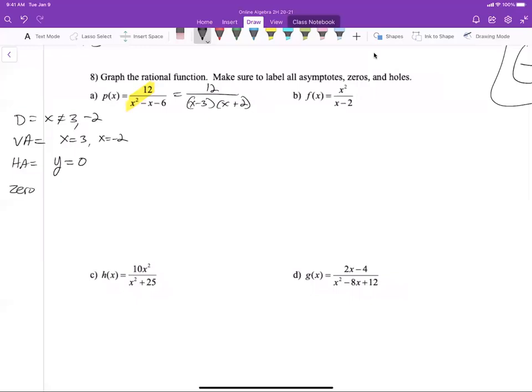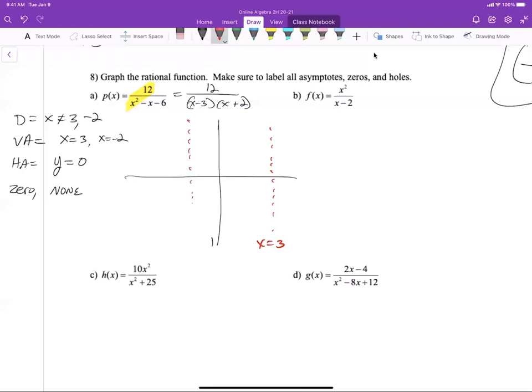Zeros or intercepts. So where is my output 0? That means where's my numerator 0? There is no value that makes my numerator 0 because my numerator is always 12. So there's nothing that will make my y output 0. Now let's graph. Let's see if we can do that a little better. Okay, I got 2 vertical asymptotes. X equals 3.